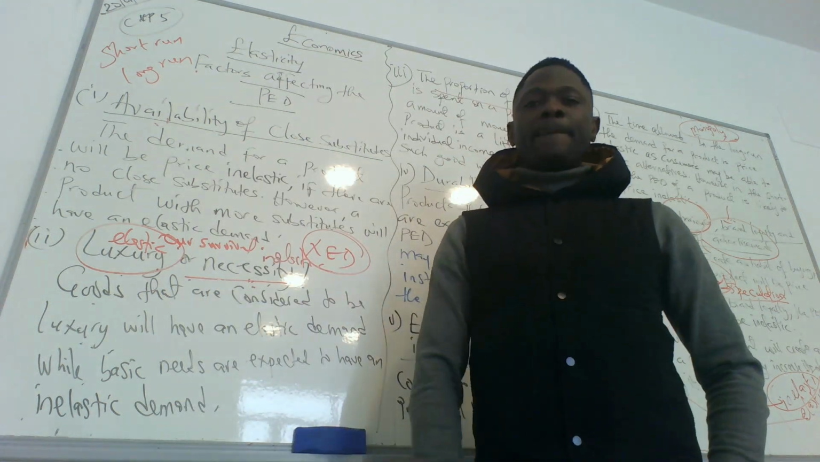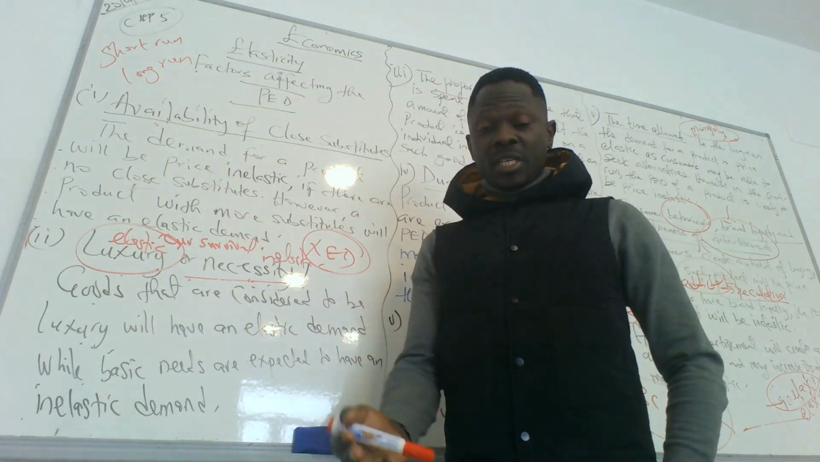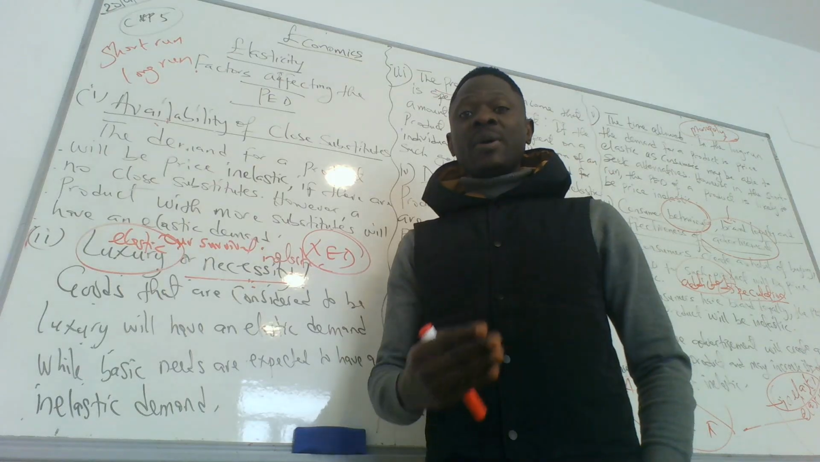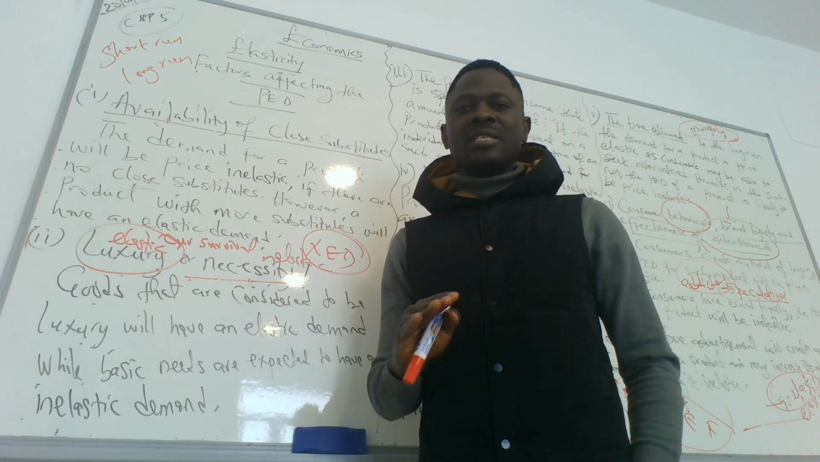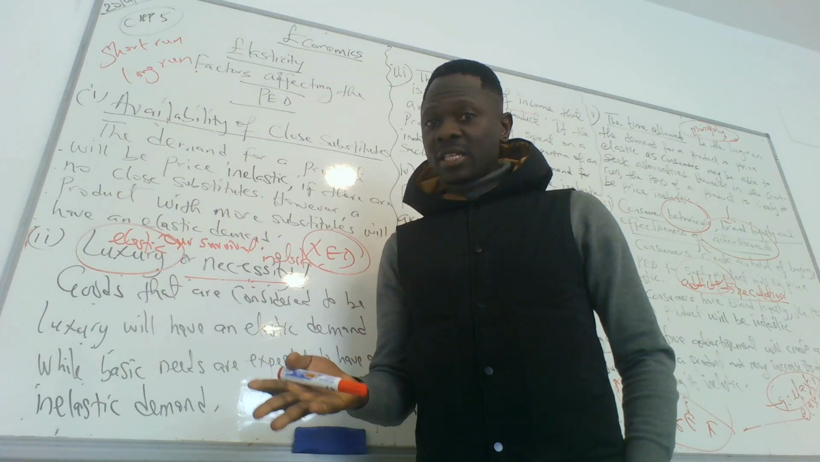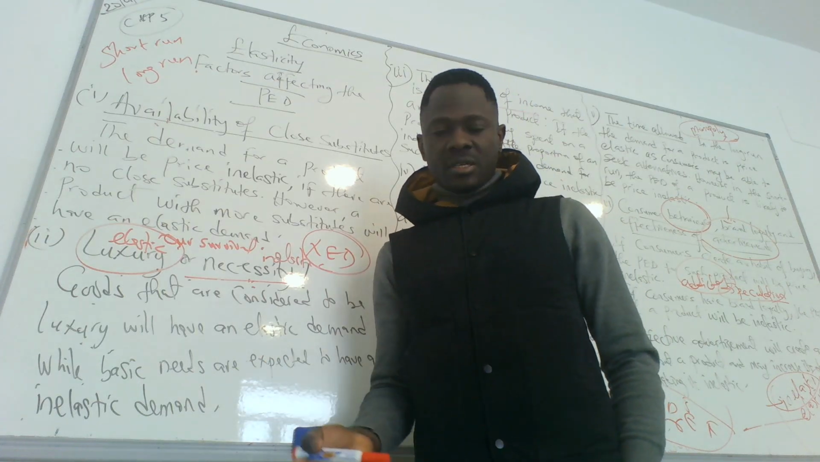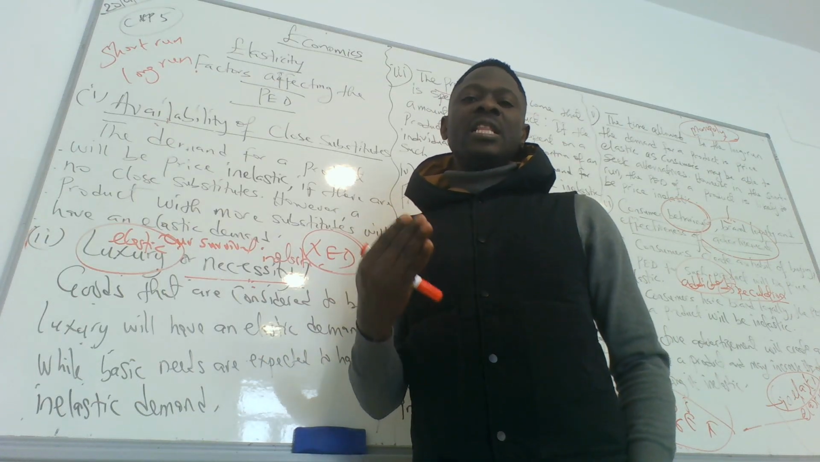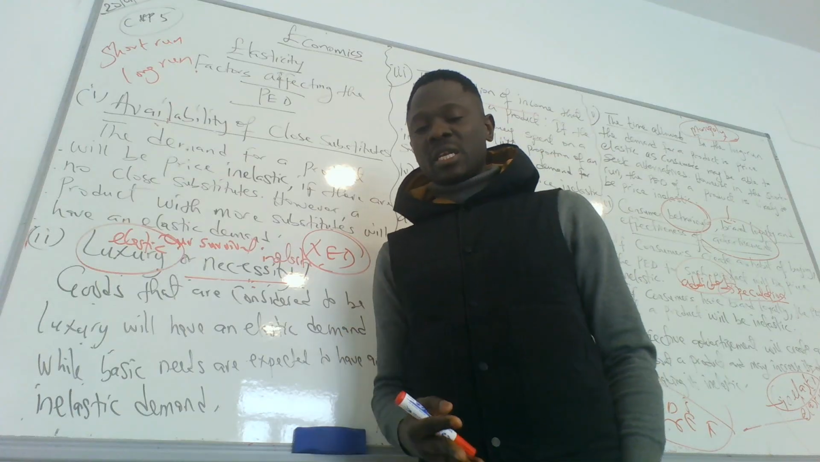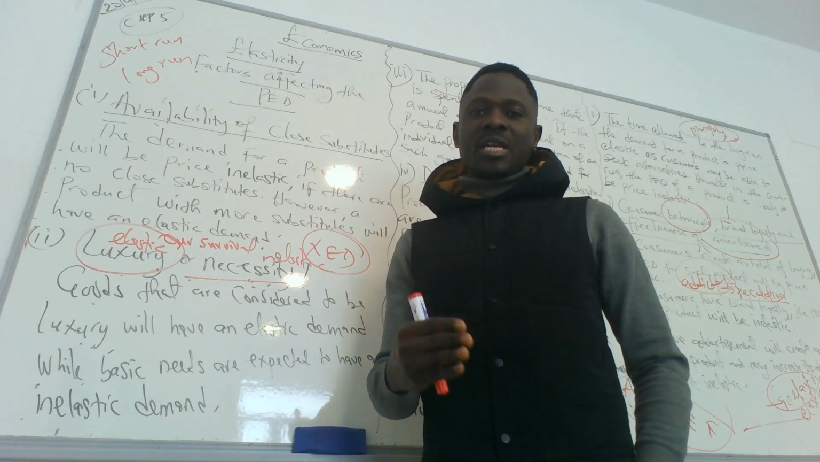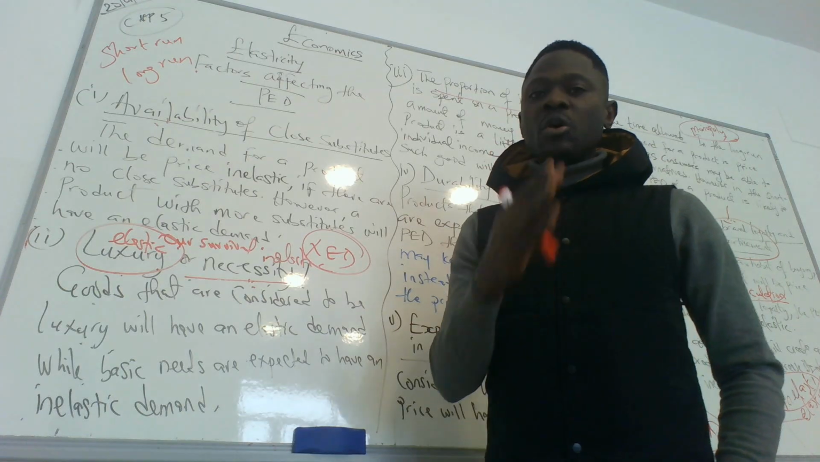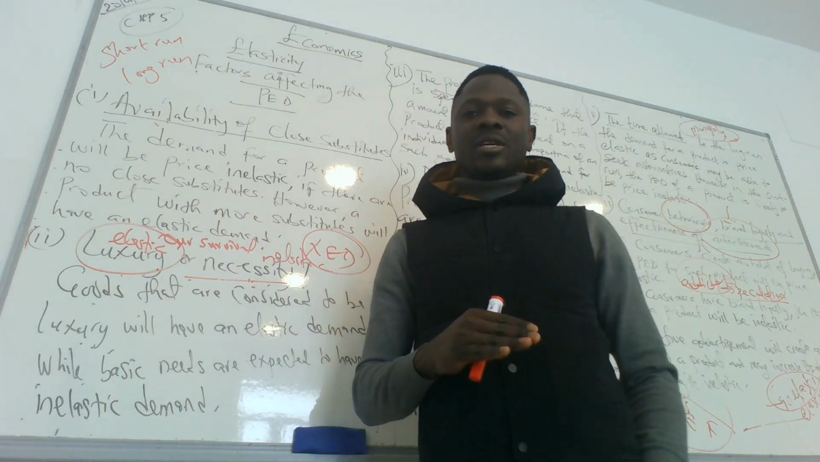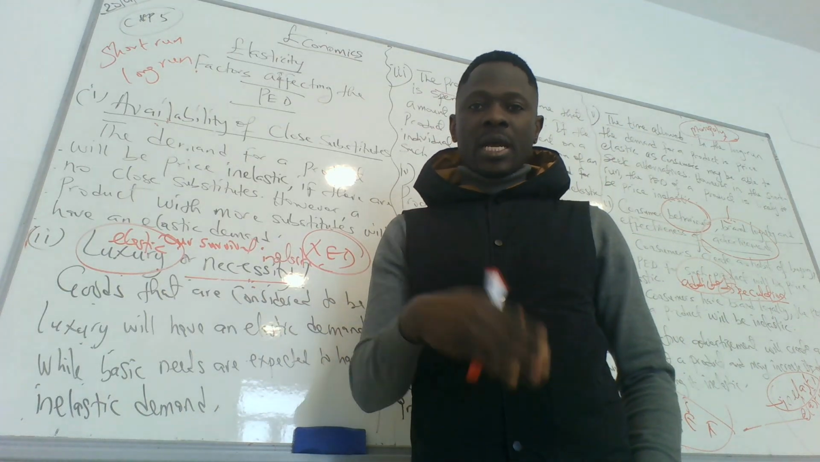So we're still on price elasticity of demand, which is the degree of responsiveness of the quantity demanded of a product as a result of a change in price. That is price elasticity of demand. We have inelastic, we have elastic, and we have unitary. If the PED is less than 1, it is considered to be inelastic. If it is greater than 1, it is considered to be elastic, and if it is 1, it is unitary. So today we want to go into the factors that bring about an inelastic or elastic PED.